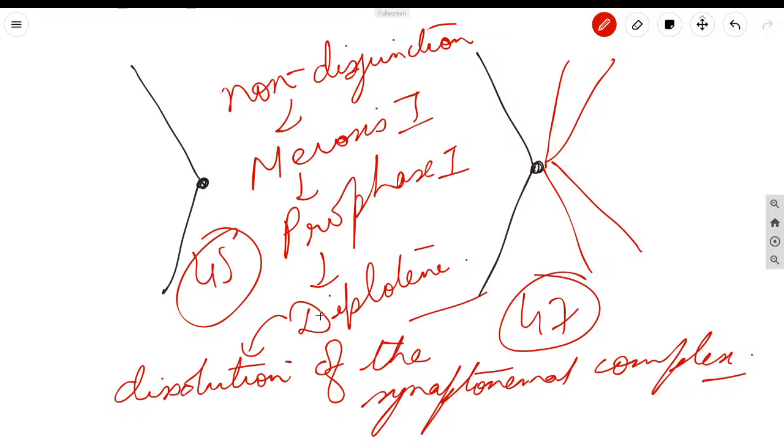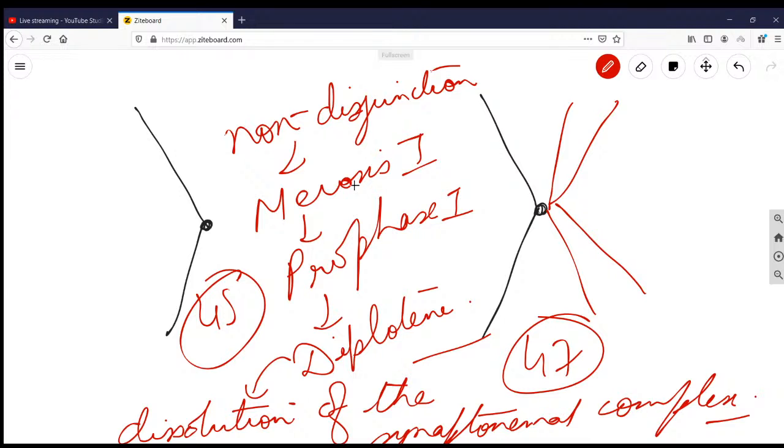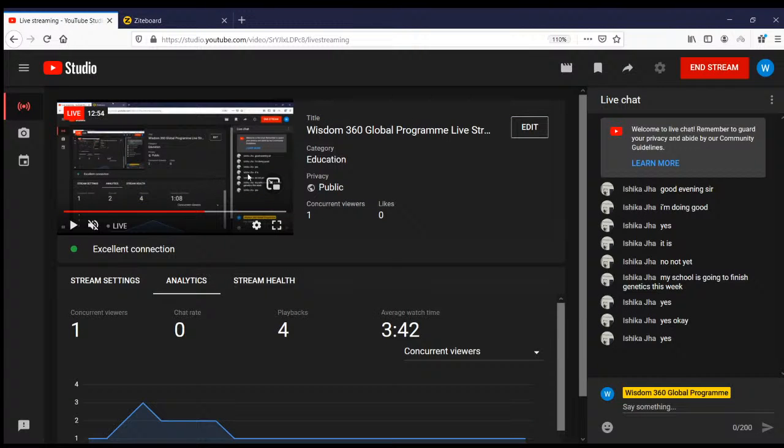Some mathematical tools will also be given to you to find out recombination frequency, how to find out the gene mapping, the location of the gene. Those things I'll teach you also. That becomes very easy, and it makes biology really conceptual, in a way that you don't have to mug up anything in genetics or meiosis. So this is the reason behind aneuploidy. Did you get the reason behind aneuploidy, Ishika? Any doubts?